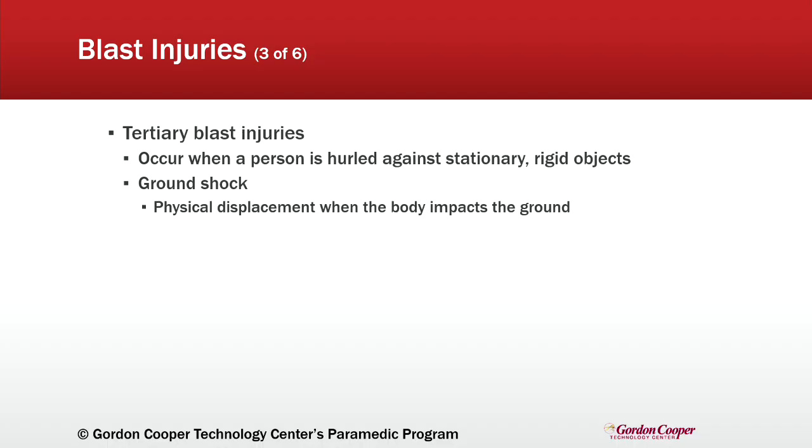Tertiary blast injuries happen when a person is thrown by the explosion or the blast into other solid objects, whether that's the ground, a building, or a wall, or something like that. And then ground shock refers to injuries caused when the body hits the ground after being displaced. So with tertiary injuries, maybe you're thrown into a wall and then you get ground shock when you bounce off the ground.